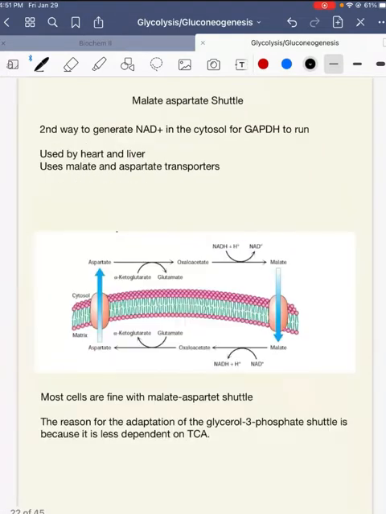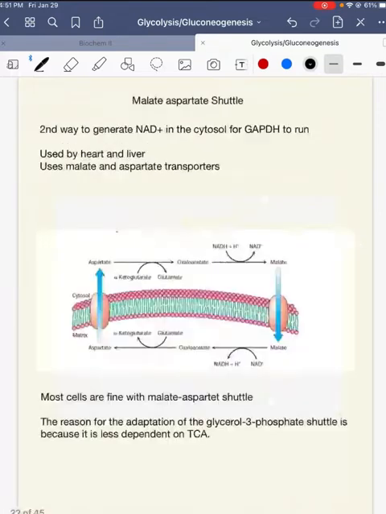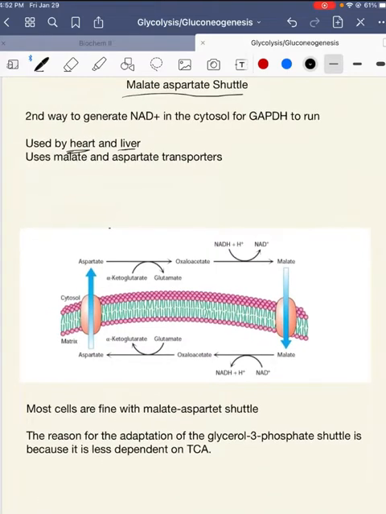Okay, so the next shuttle we have, I forgot to mention, this shuttle is mainly used in the muscle and the brain. So different organs use different shuttles. So this one is used mainly in the muscle and the brain. The next shuttle is the malate aspartate shuttle. This is used in the heart and the liver. This one's a little bit more complicated, but it accomplishes the same thing. It generates NAD in the cytosol for GAPDH to run.